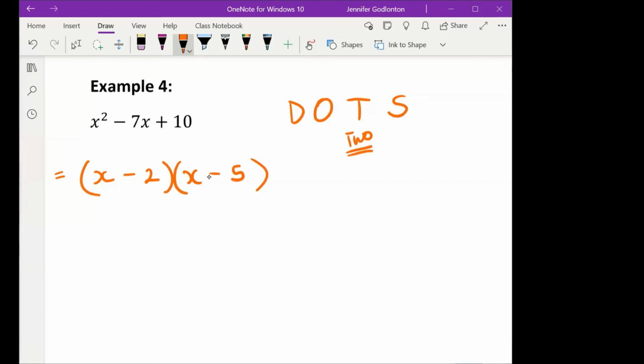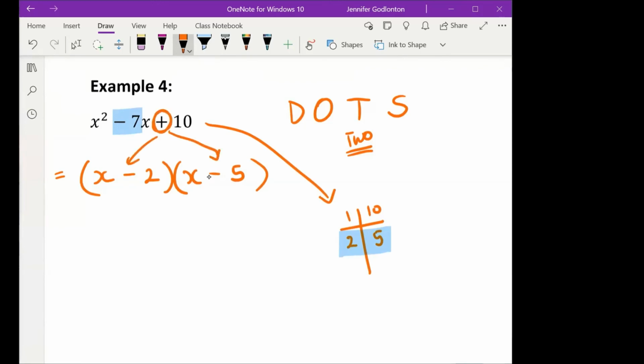Well done. Thanks, Nokubonga. So if I look at my factor pairs here of 10, I've got 1 and 10, and then I've got 2 and 5. Okay, and I'm trying to get to negative 7. Now we know that that plus sign means that these two signs need to be the same as each other. And they always are going to be the same as that middle term.